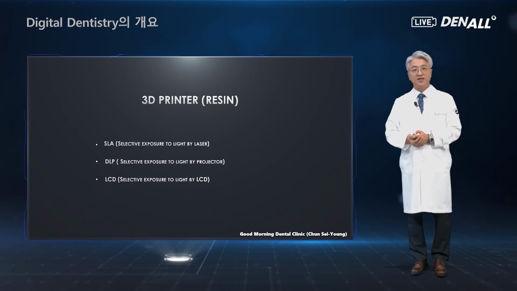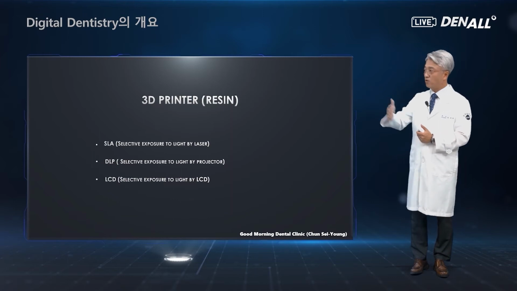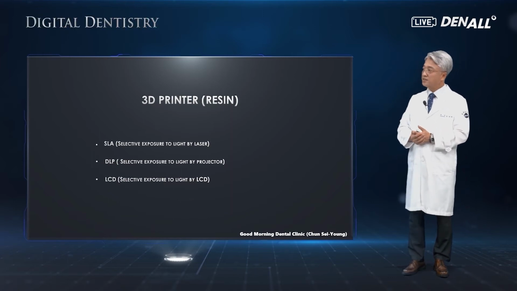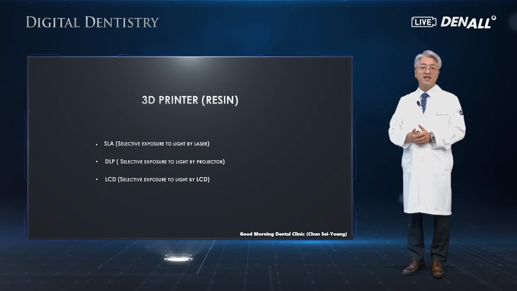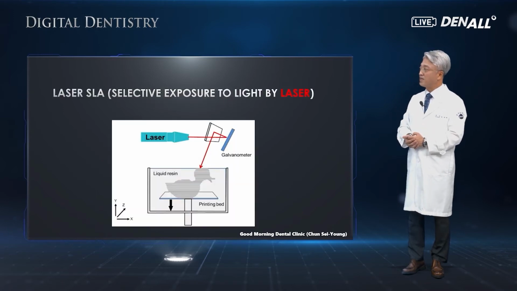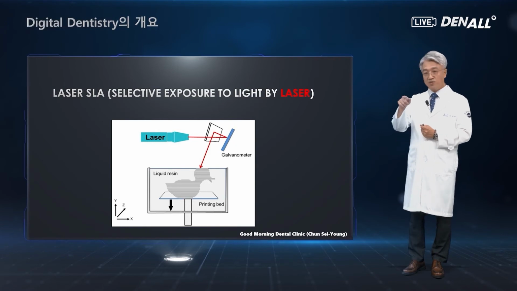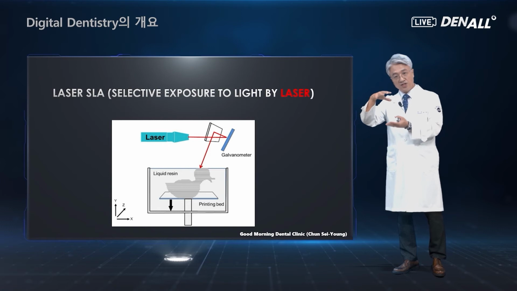The most widely used dental 3D printer is based on resin, which is quite widely used in dental offices. So there are three types: SLA, DLP, and LCD. And we'd better remember those three names. First, SLA printer. Laser beam is emitted to cure the resin and make an output.